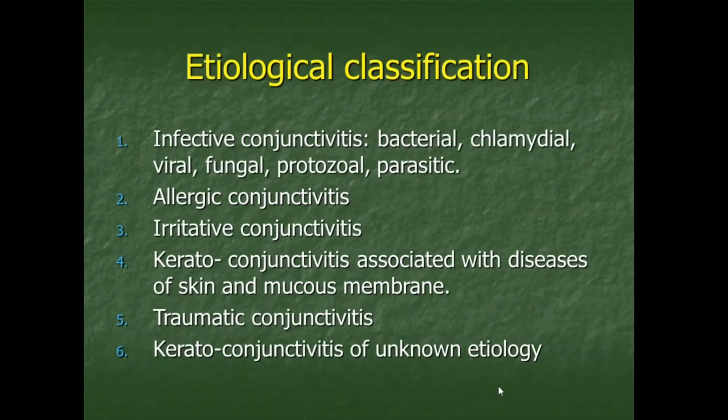We should speak a little bit about classification of conjunctivitis. Infective conjunctivitis are bacterial, chlamydial, viral, fungal, protozoal, parasitic. A big group is allergic conjunctivitis. I would like to say that nowadays more and more patients suffer from allergic conjunctivitis because of our ecological situation, because of our unhealthy food, and so on. Next group, irritative conjunctivitis.